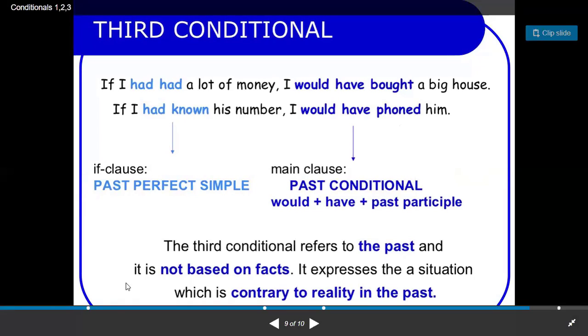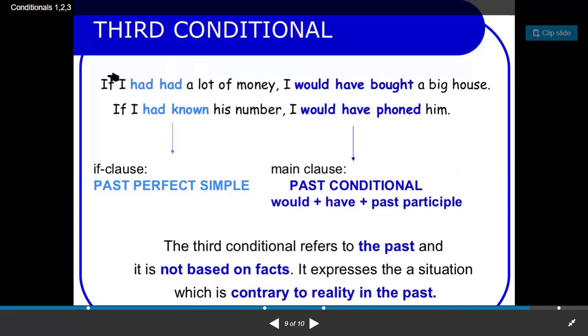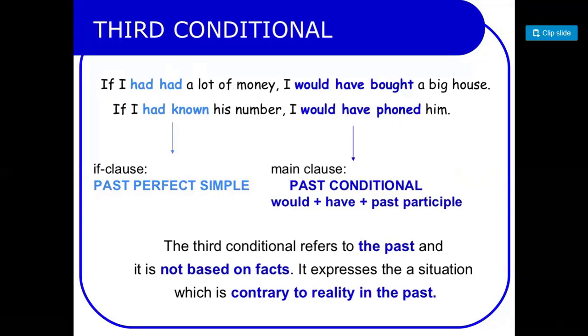Okay, so now see here some more things. The third condition refers to the past and it is not based on facts. It expresses a situation which is contrary to reality in the past. Okay, so it is not based on facts. Everything we are talking about is past here. For example, if I had known his number, I would have phoned him.